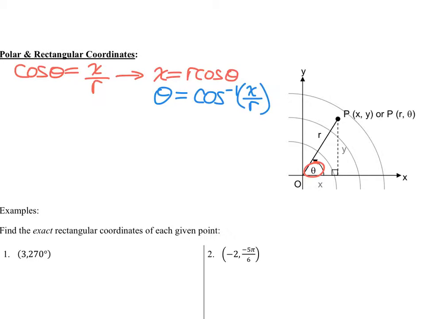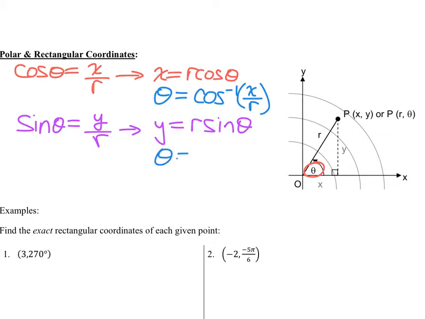I can do the same thing with sine. Sine of theta is y over r. And as you said, y equals r times the sine of theta. But also, theta would be equal to the inverse sine of y over r. And while we're here, might as well throw a tangent in there. Tangent theta is equal to y over x, opposite over adjacent.